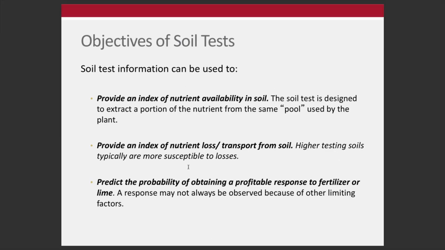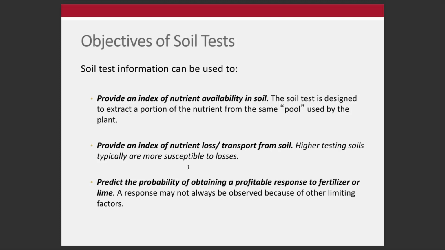So we can think of soil tests with different objectives, and these would broadly be maybe the three ways that we would use soil test information. First, it can provide an index of nutrient availability. Soil tests and soil test extractants specifically are designed to extract not the total pool of phosphorus or potassium, but what is plant available. So it provides that index of availability, or some relative measurement of nutrient availability in the soil.